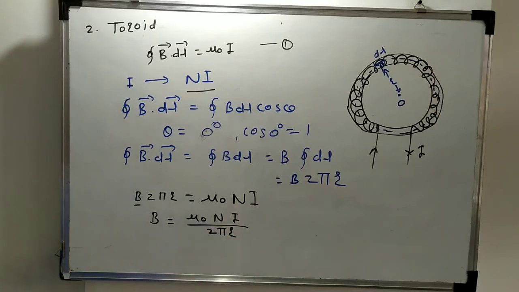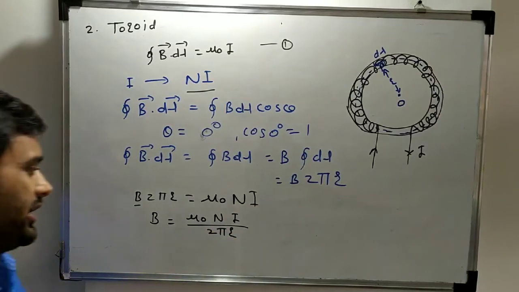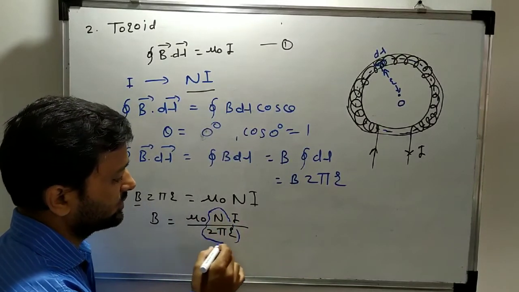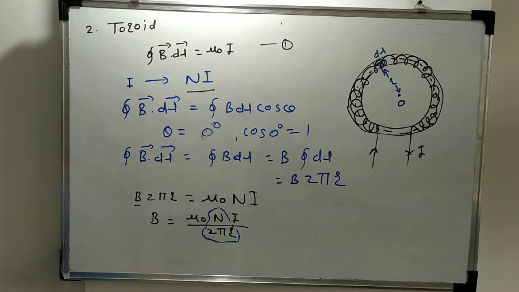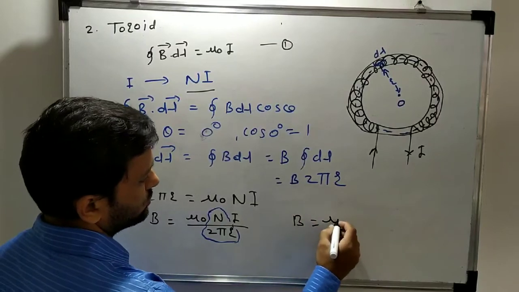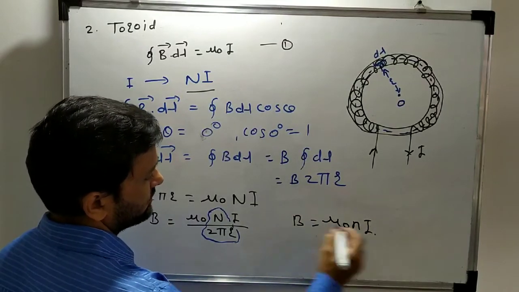In this equation, capital N means the number of turns of the coil, divided by 2 pi R, which is the total length of the toroid. So the total number of turns per unit length of the toroid is denoted by small n. So we should write this equation as B is equal to mu naught n I.